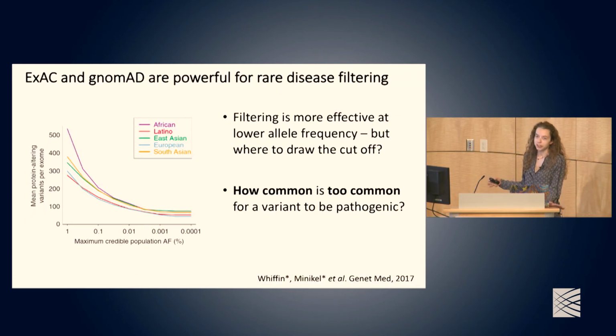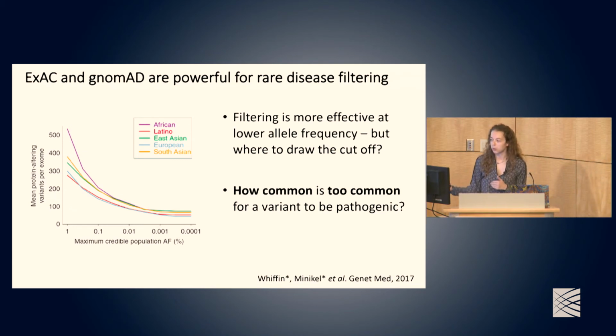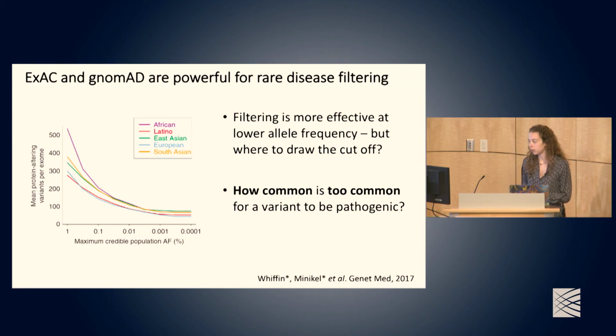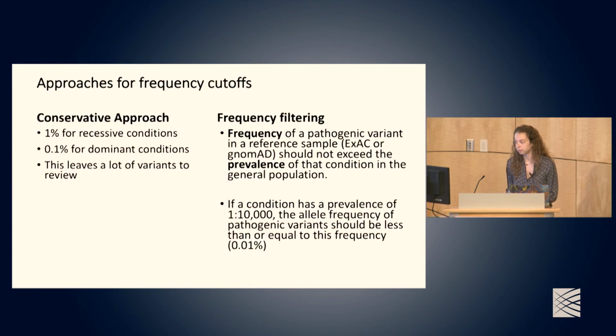So by that metric, the rarer you go, the fewer variants you have to look at. And so you want to be able to push your allele frequency thresholds down as low as you can, so you have fewer variants to look at, and yet you don't want to filter out any of the variants you're interested in. So the question becomes, how common is too common for a variant to be pathogenic?